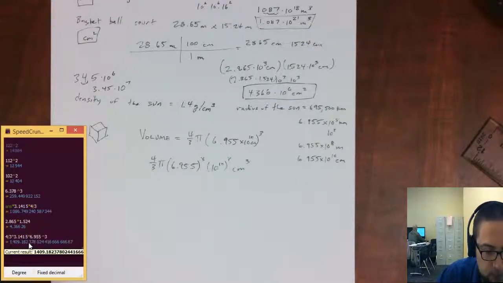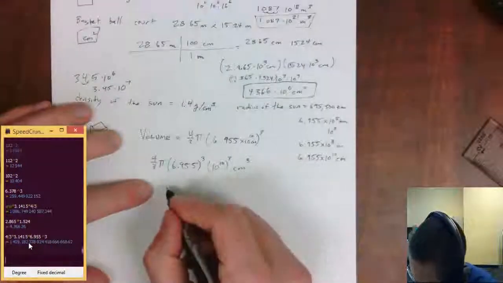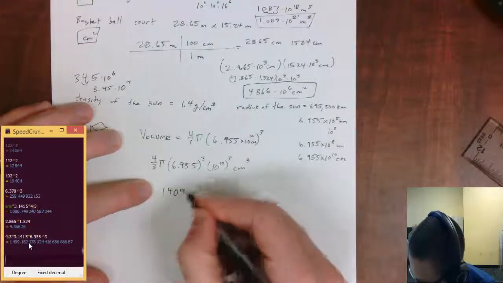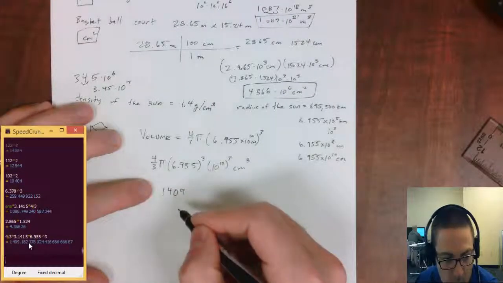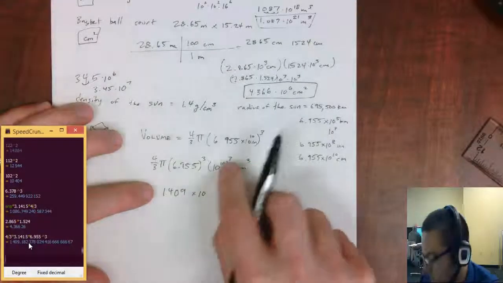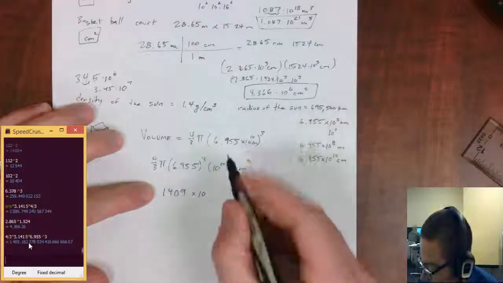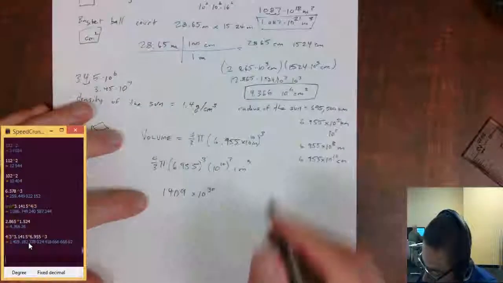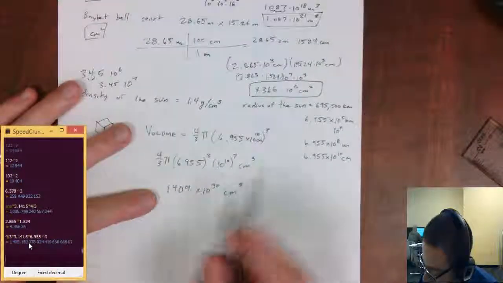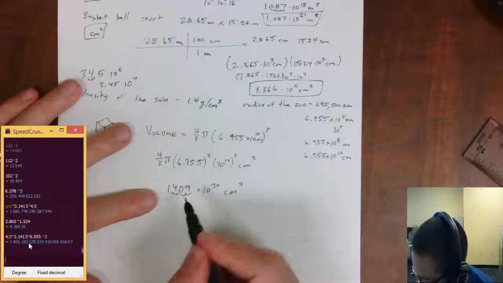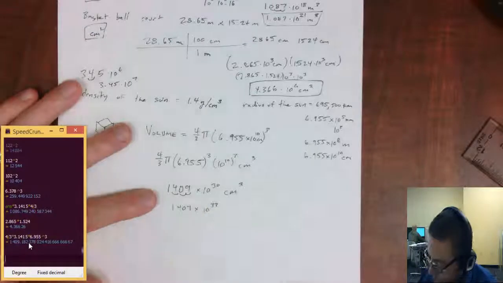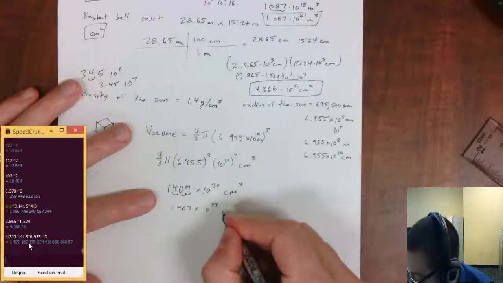So I have 1,409, and then that's times 10 to, so power to a power, I multiply exponents, so 3 times 10 would be 30 centimeters cubed. Now this is not in scientific notation, so I need to move it over 3. So 1.409 times 10 to the 33rd. Right, so I added 3 more, centimeters cubed.